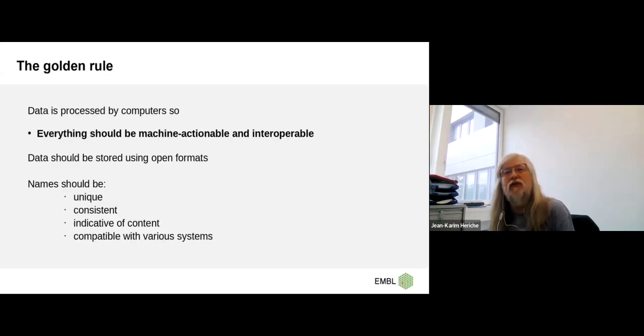So I have a few rules for how to deal with all these things. The first one is that you want to make sure that things are machine actionable and interoperable, because basically everything is processed by computers or programs on computers. And so for that, you want names that are unique, consistent, somewhat indicative of content, because you are also looking at it and you want to have some information when you look at file names. And you also want this to be compatible with various systems.